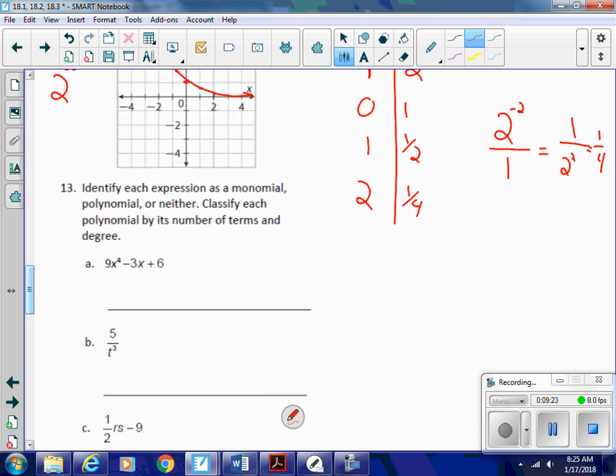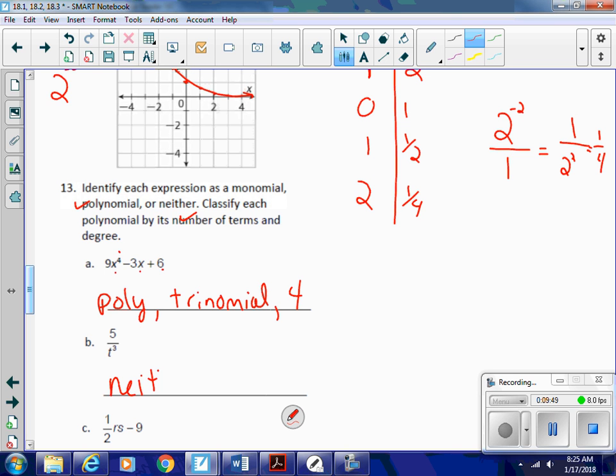So the first one is, yes, a polynomial. In fact, it has 3 terms, so we would call that a trinomial. Okay, so I've answered this and that, and now we're going to classify it by its degree. Well, that one's kind of easy. It's of the 4th degree. Now this next one is neither.